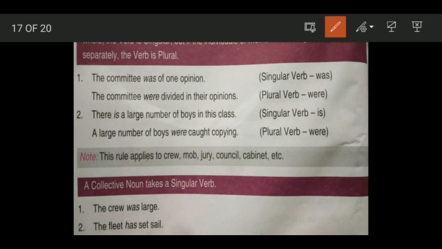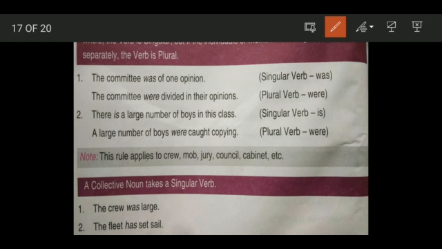A collective noun will take a singular verb. The crew, we are talking of the crew as a whole unit. The crew was large. The crew members were divided in their opinion. We are talking of different members, so it becomes plural. The crew members were divided in their opinion.